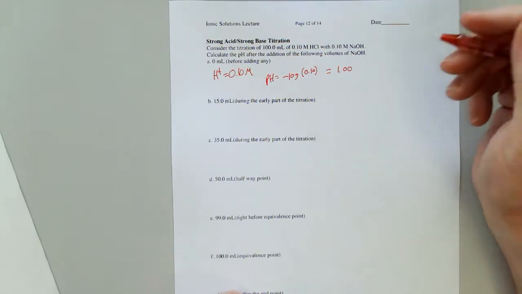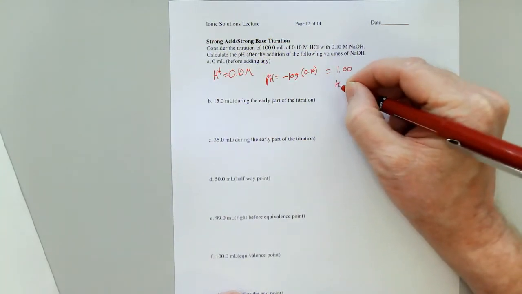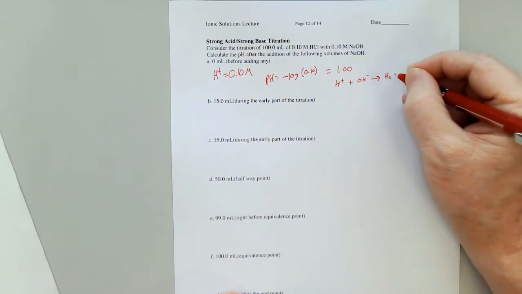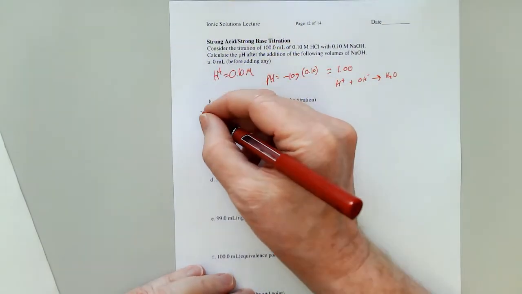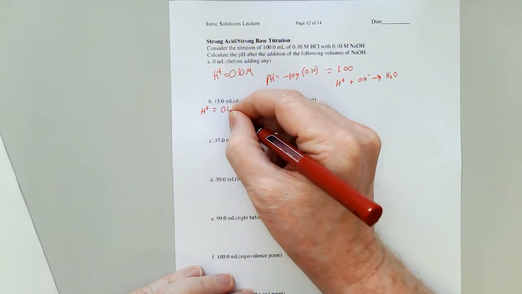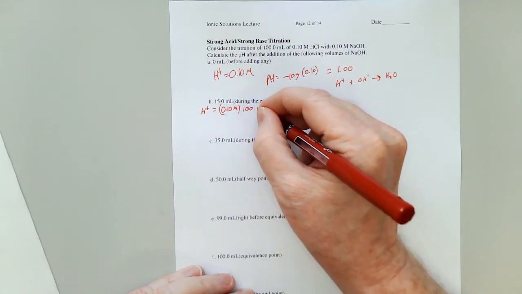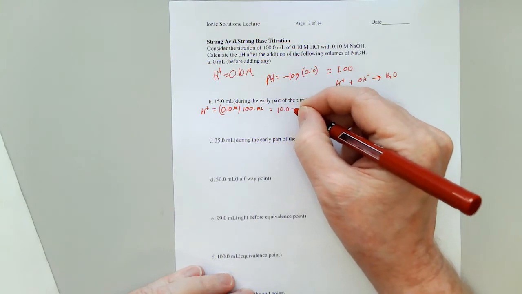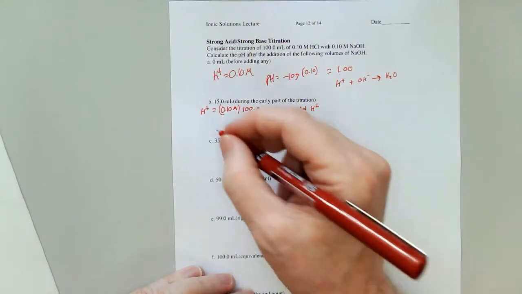Now, once we get to adding some of the NaOH, the reaction is H plus plus OH minus makes H2O. It's a 1-to-1 ratio. So how much H plus am I starting with? Well, it's 0.10 molar times 100 milliliters, and that's going to equal 10.0 millimoles of H plus.